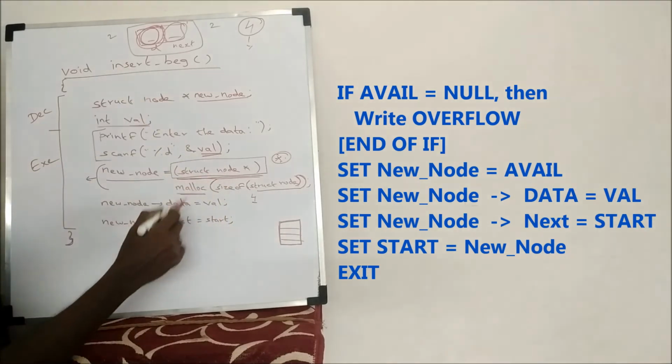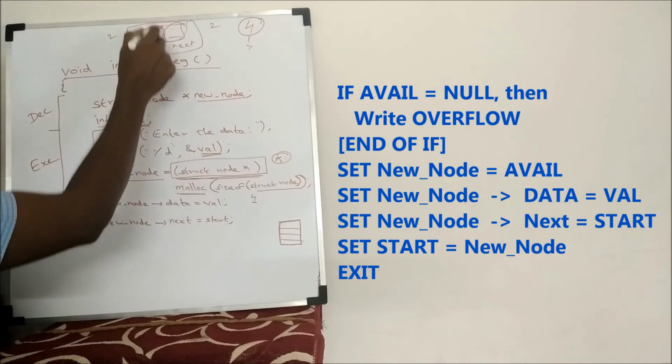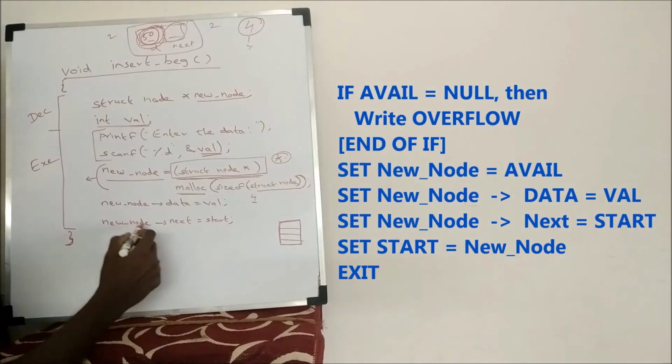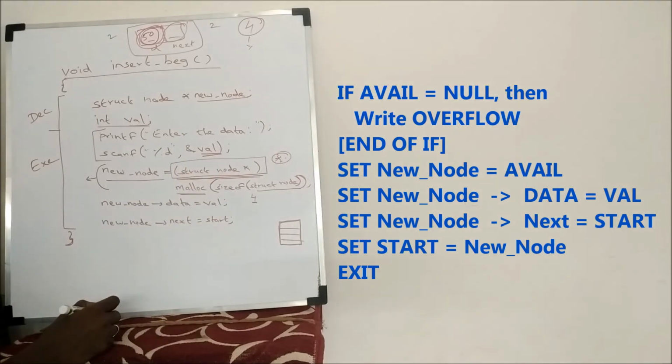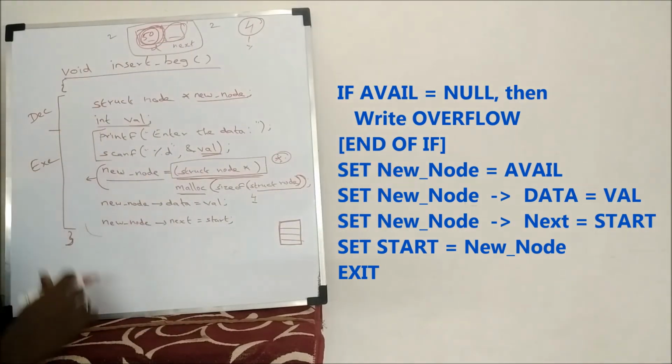Now if the value is equal to 50, that means 50 will be stored in the data part of the new node. Then what is the next statement as far as the algorithm is concerned? New node arrow next is equal to start. I just write next: new node arrow next is equal to start. This is the way in which we convert the algorithm into code.